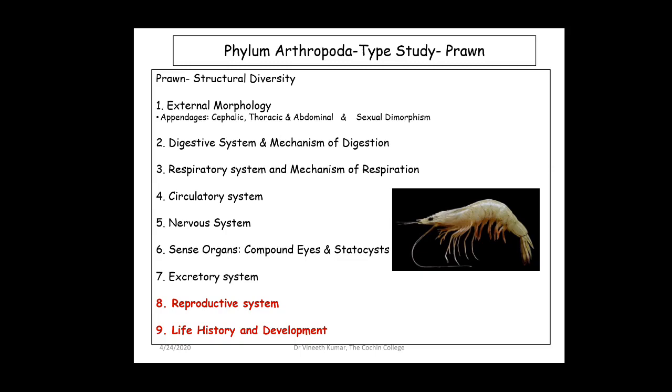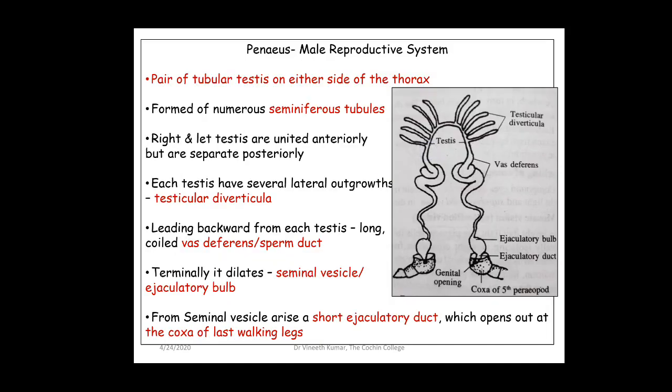Welcome back, and we are now at the last session of our topic prawn structural diversity. In this session, we are going to see the reproductive system, both male as well as female, and the life history and development, where we see the fertilization as well as the different larval stages of prawn or Penaeus. So first we'll see the male reproductive system.